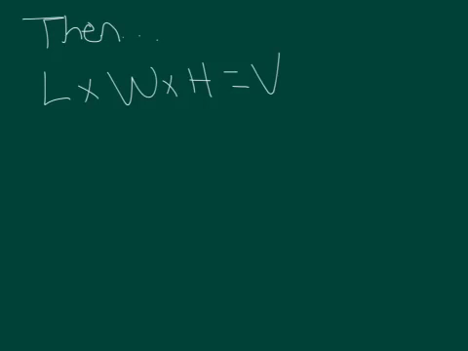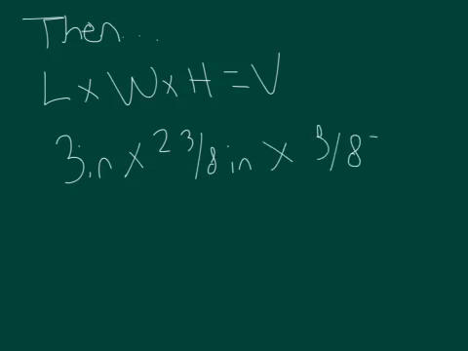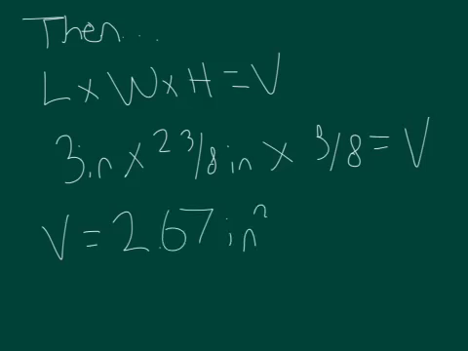So if we remember back to our last slide, we know that the length was 3 inches, and that we need to multiply this by 2 3/8 inches, and then multiply this by the height of 3/8 inches, and this will equal the volume. Now, what does the volume equal when we multiply these numbers? The volume will eventually equal, after rounding up, 2.67 inches cubed. That is the volume of Hulk's pack of gum.